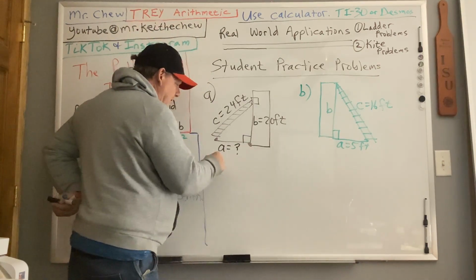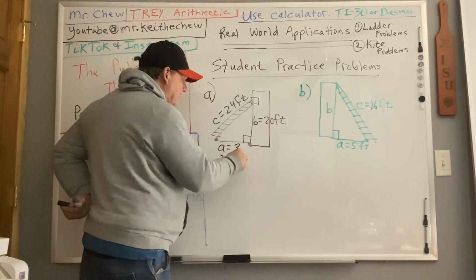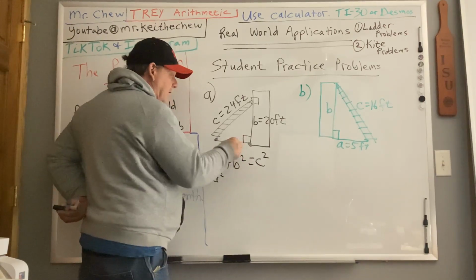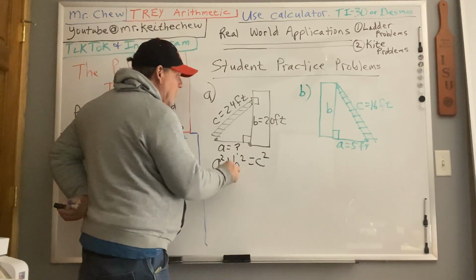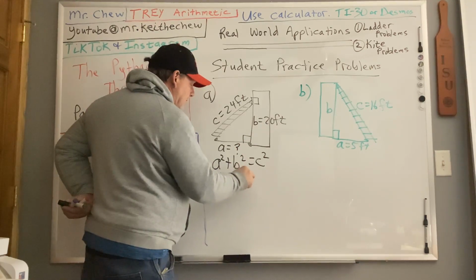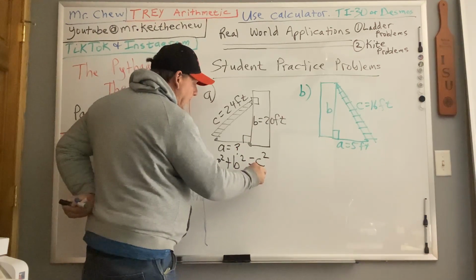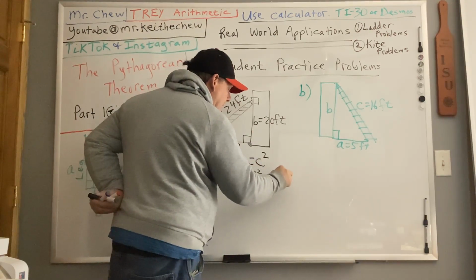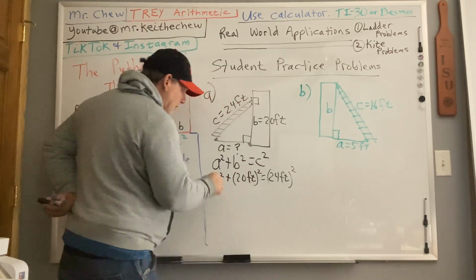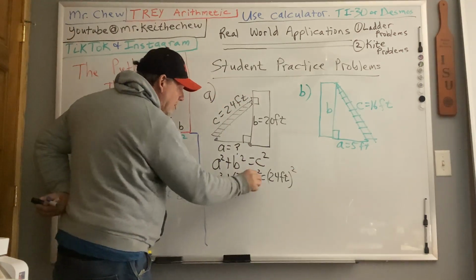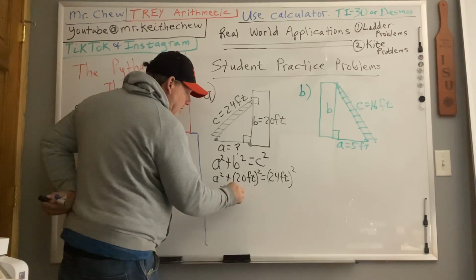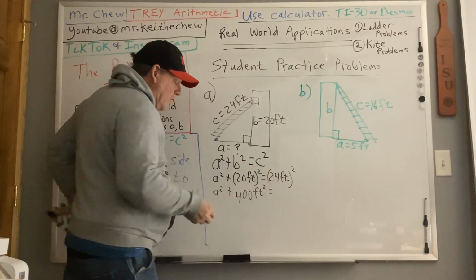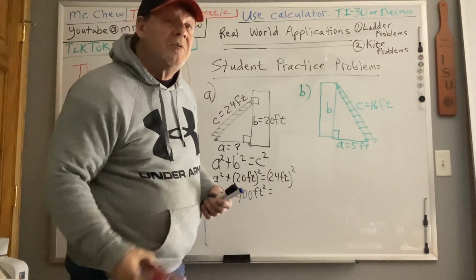So I write down the Pythagorean Theorem and substitute my values in. I don't know what A is. That's what I'm solving for. But I know that B is 20 feet, and I'm going to square that. C is 24 feet, and I'm going to square that. So I have A squared plus 20 feet squared, which is 400 feet squared. And 24 feet squared, I'm not sure because I don't memorize.